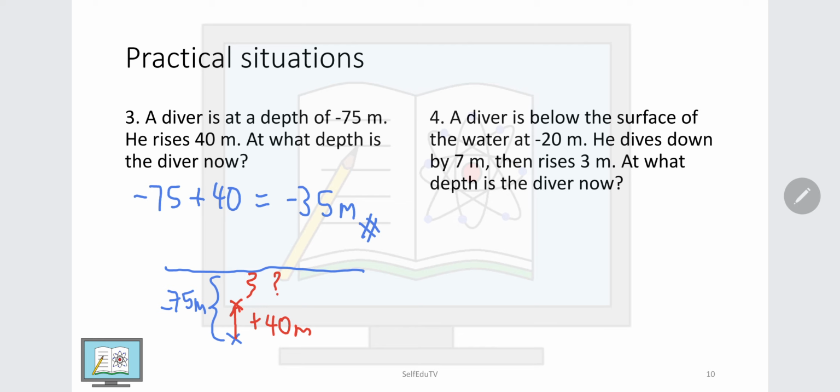A diver is below the surface of the water at negative 20 meters. He dives down by 7 meters, then rises 3 meters. At what depth is the diver now? Initially, the depth was negative 20 meters. Dives down means minus, and then rises by 3.